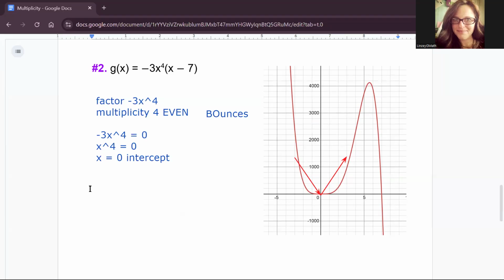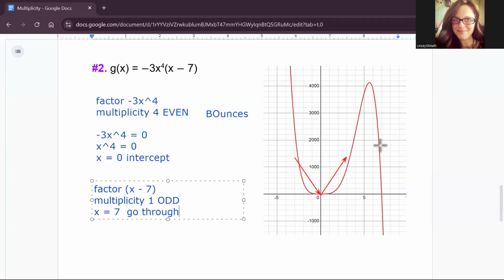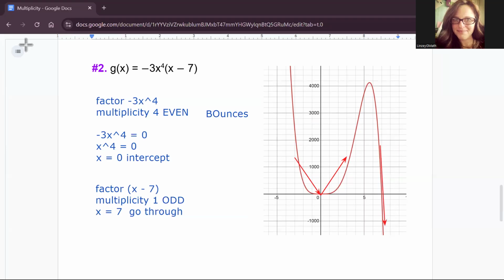And then our second factor, x minus 7, has a multiplicity of 1, odd multiplicity. So at the x-intercept, x equals 7, the graph will go through. Odd multiplicity, the graph goes through.